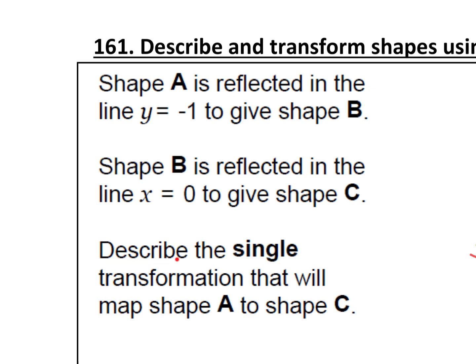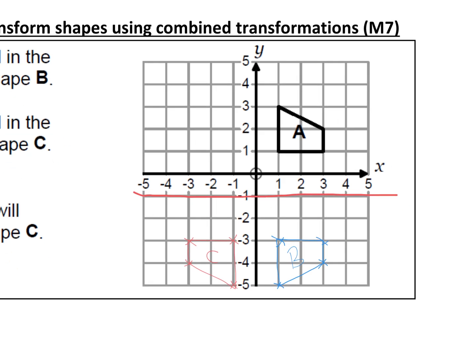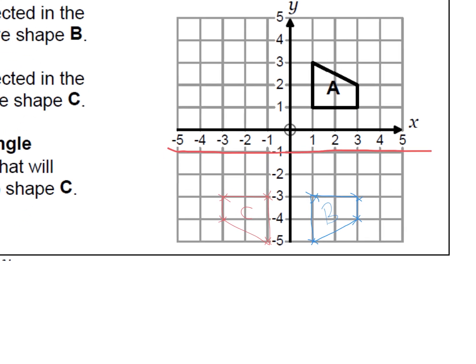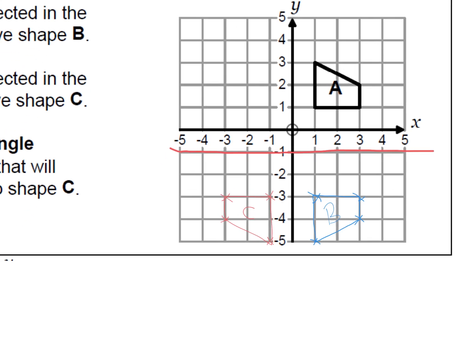We then have to describe the single transformation that will map shape A to shape C. So how would you get from A straight to C? So when you're trying to think about potential transformations, it's either going to be a reflection, it's going to be a rotation, it's going to be a translation, or it's going to be an enlargement.